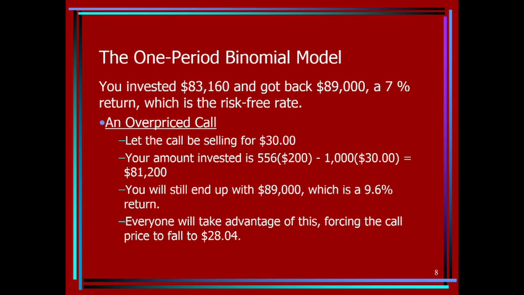So you still end up with 89,000 at expiration, right? Because regardless of what happens, your 89,000 doesn't change at expiration, because U and D are constant, remember? So 89 over 81 gives you a 9.6% return, which is higher than the 7% risk-free rate of return. So you can actually capitalize on mispricing using delta hedge, as opposed to just putting your money in the bank.